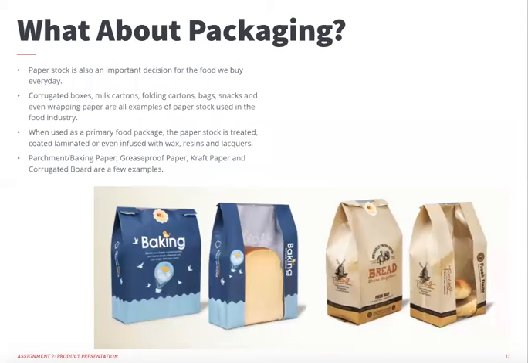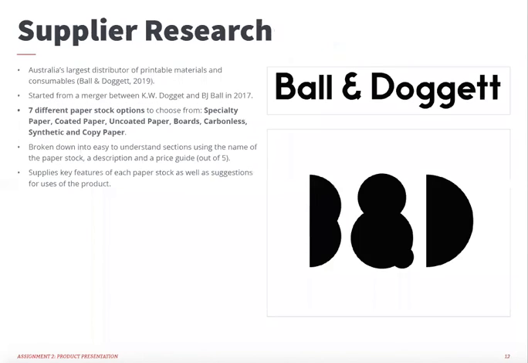What about paper stock for packaging though? Paper stock is also used to package some of the food we buy. Corrugated boxes, milk cartons, folding cartons, bags, snacks, and even wrapping paper are all examples of paper and paperboards used in the food industry. When used as primary packaging, as in with contact with food, the paper stock is treated, coated, laminated, or infused with materials like wax, resins, and lacquers to improve its functionality and protective properties.